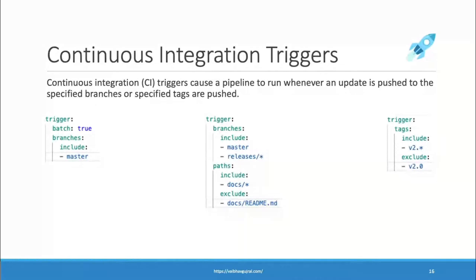Do note that the paths are case sensitive in Git, so you need to provide the file names in the right casing. Lastly, you can also include and exclude tags, and you can use wildcards in conjunction with the tags.